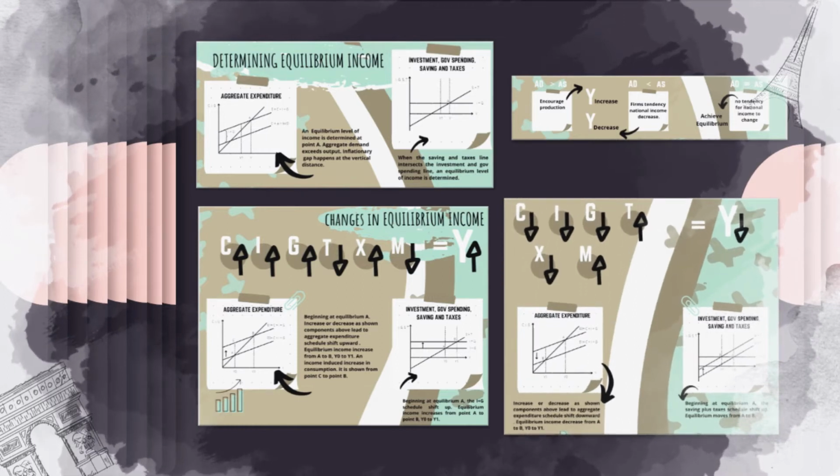When consumption, investment, government spending, export decrease, or tax and import increase, it will lead to decrease in output. For AD-AS approach, the increase or decrease as shown in the components above lead to aggregate demand curve to shift downward. Equilibrium income will decrease from point A to point B and output will be decreased from Y0 to Y1. For investment-saving approach, beginning at equilibrium A, the saving plus tax schedule shifts outward. The equilibrium moves from A to B, and the output will be decreased from Y0 to Y1.